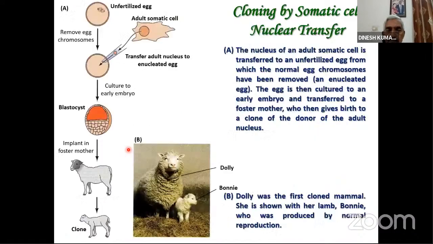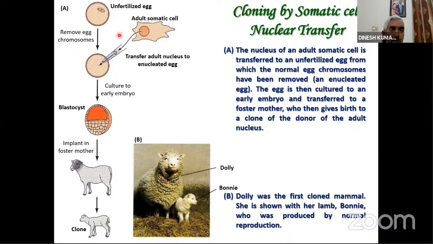You can see the first cloning by somatic cell nuclear transfer was done in 1997, and Dolly is the byproduct of this somatic cell nuclear transfer.